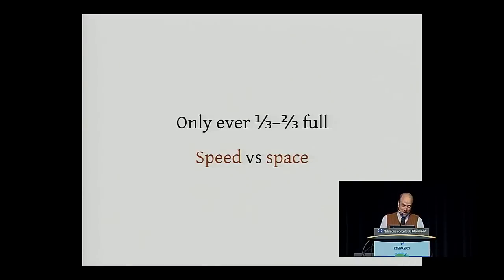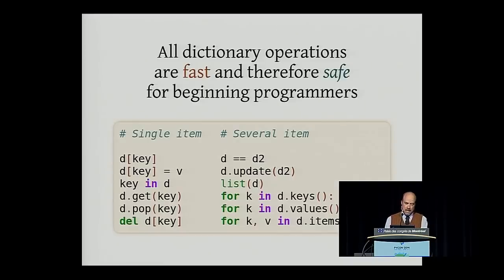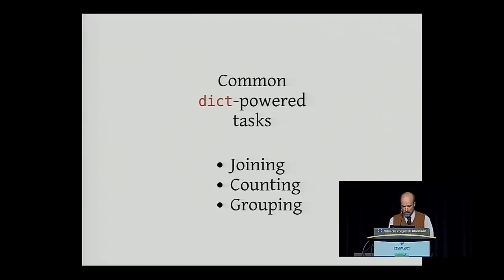If you want to get to a dictionary item instantly, you've got to give something up, and space is what we give up in Python. Given a key, a dict hashes it and can usually jump right to its slot. All dictionary operations are fast and therefore safe for beginning programmers. Takes 1 unit of time to hit one element, n units of time to hit all of them. Very obvious and simple and well-behaved.